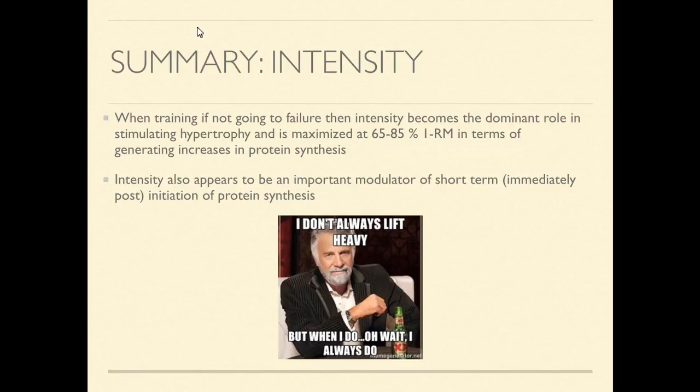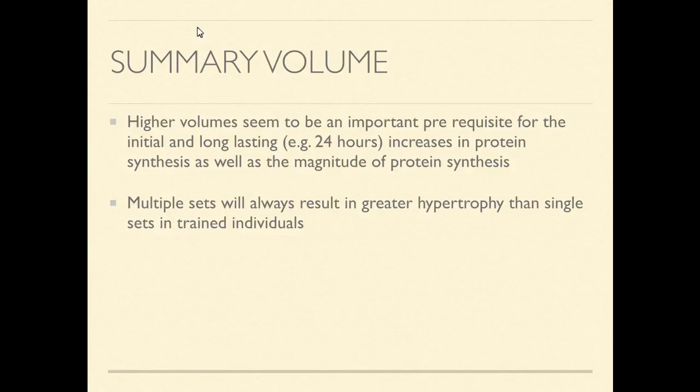So let's summarize this. When training, if not going to failure, then intensity becomes the dominant role in simulating hypertrophy. It's maximized at 65 to 85% 1RM in terms of generating increased protein synthesis. Intensity also appears to be an important modulator of short-term initiation of protein synthesis. Higher volumes seem to be an important prerequisite for the initial and long-lasting increase in protein synthesis, as well as the magnitude of protein synthesis. Multiple sets will always result in greater hypertrophy than single sets in trained individuals.